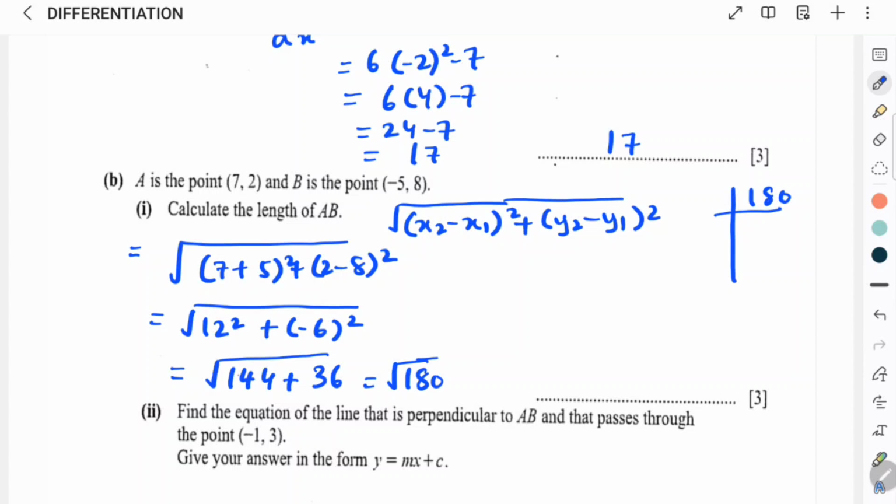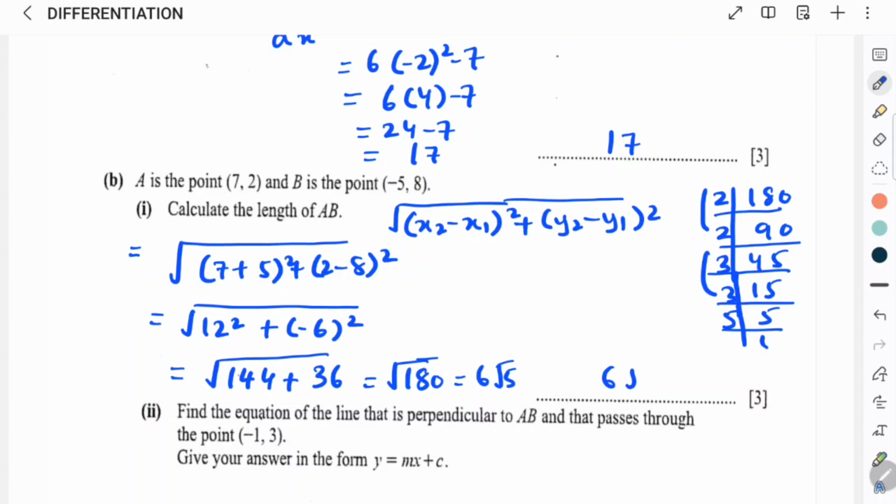Otherwise, in the surd we can also simplify. That is 2 times 90 and 2 times 45, 3 times 15, 3 times 5, and 5 times 1. We have a pair of 2 and 3 and 5. So you can write down 6 square root 5.